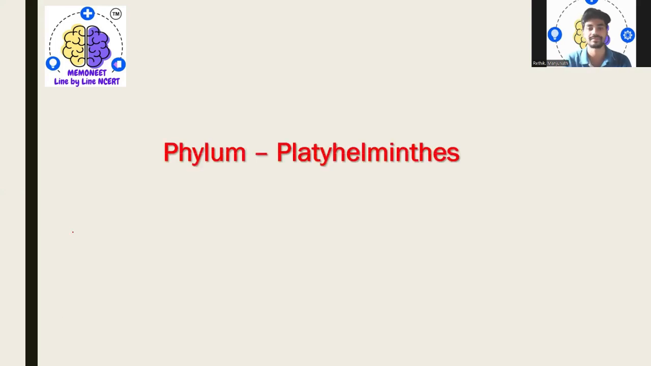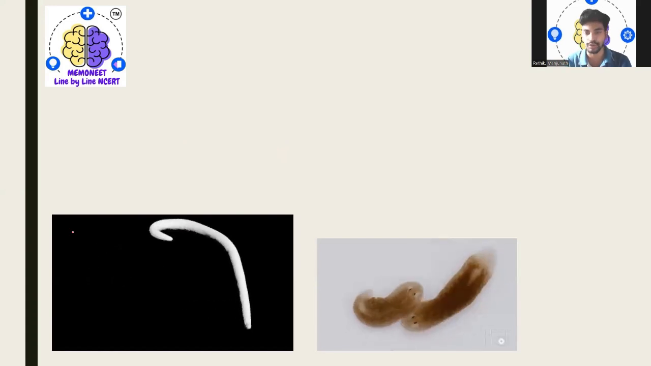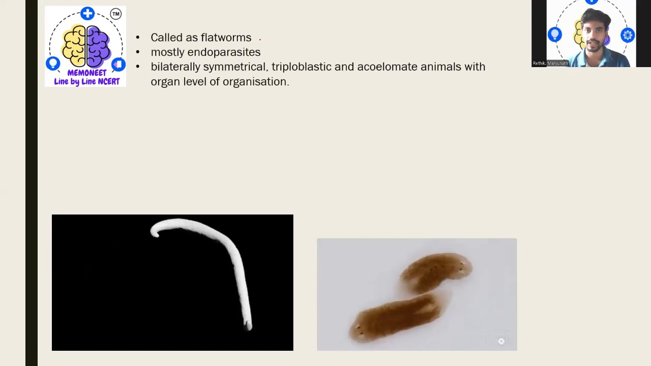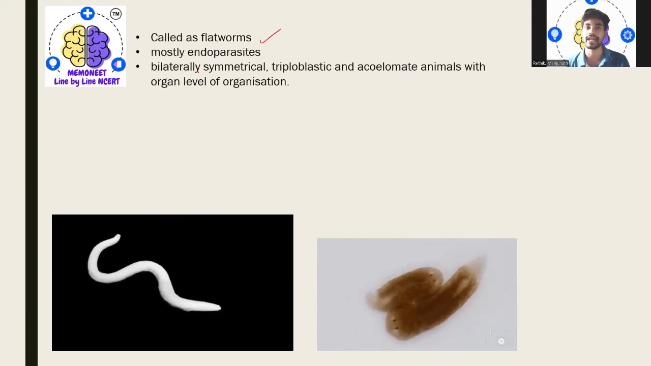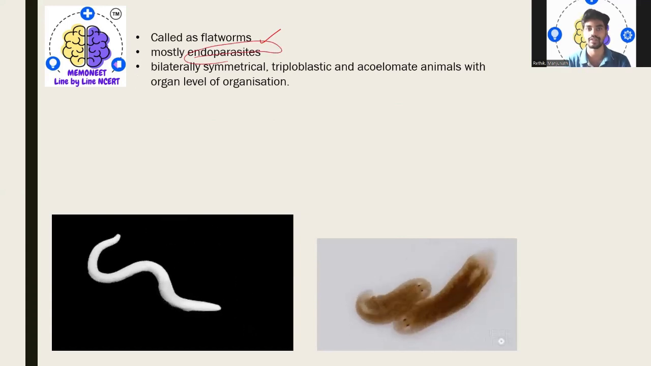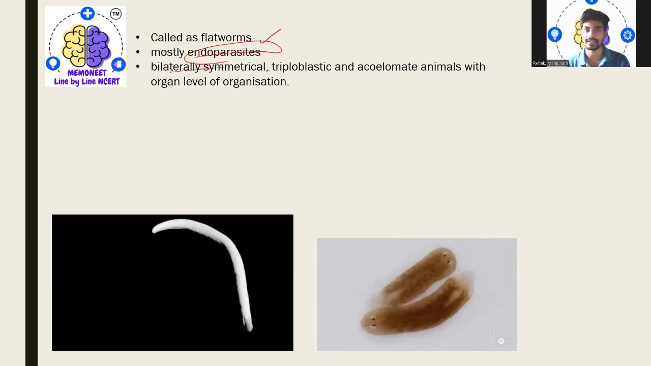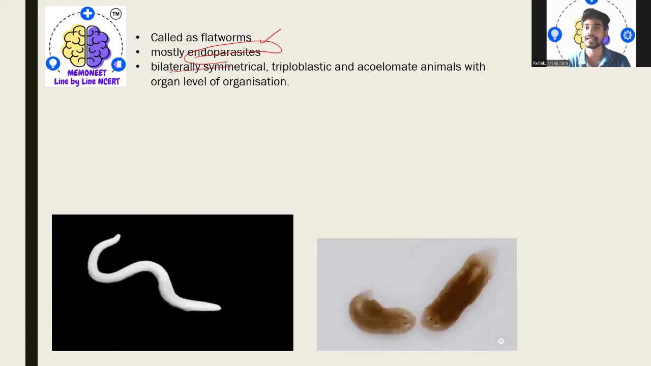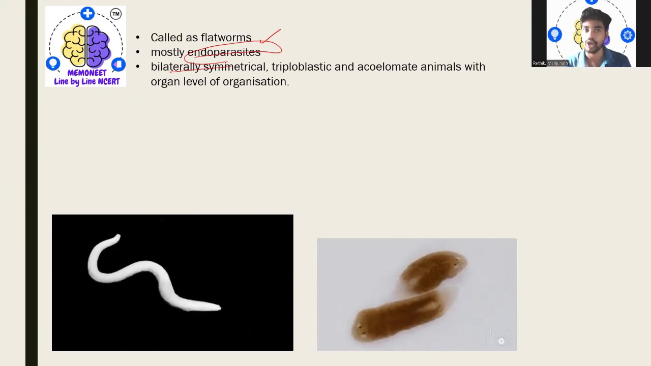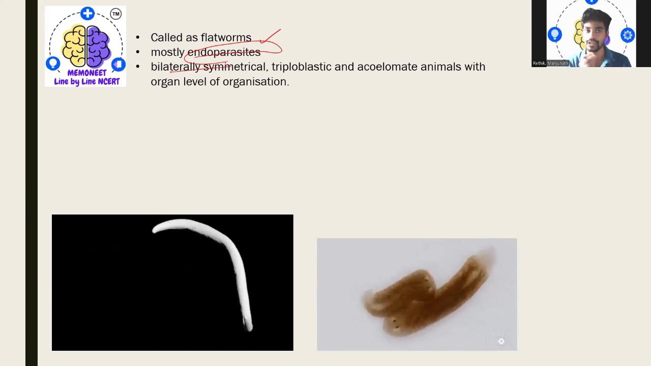So moving on to the topic, the next phylum is phylum Platyhelminthes. So what do you know about phylum Platyhelminthes here? They are commonly called flatworms, and they are mostly endoparasitic in nature. That means they normally live inside the host of a living. Then they are bilaterally symmetrical, triploblastic, and acoelomate animals, right? But what level of organization can be seen? Organ level of organization is observed.